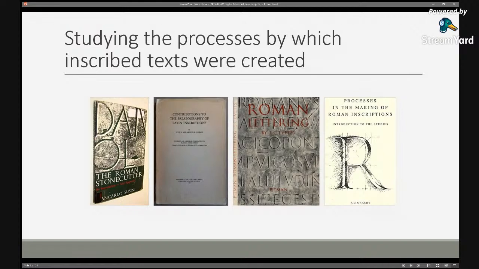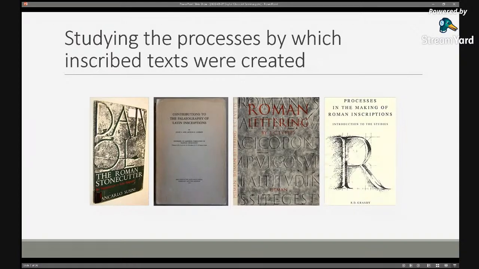I've got a few examples here. Susini, published in both Italian and in English, produced a seminal work on the Roman stonecutter, looking at lots of aspects of creating inscriptions, and we'll talk a bit about that later. Joyce and Arthur Gordon, in their contributions to the paleography of Latin inscriptions, and also their album of dated Latin inscriptions in several volumes, produced something that's actually probably still unsurpassed, I would say, in terms of intricate analysis of Latin inscriptions and how they were created.